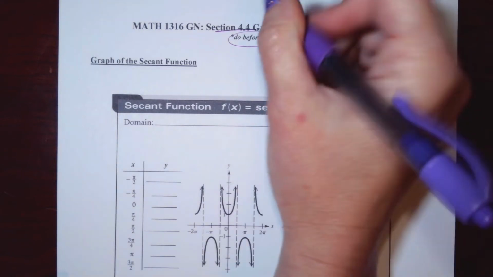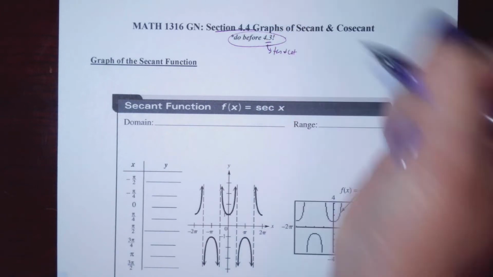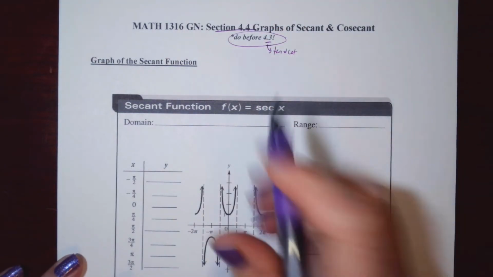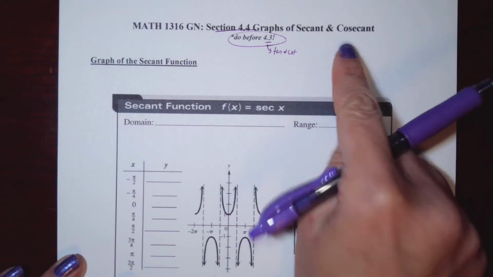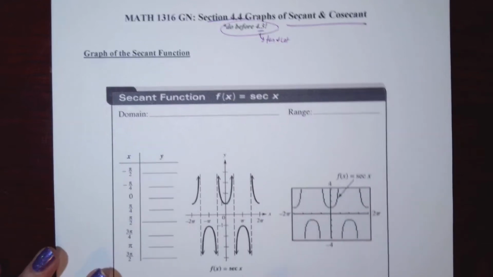Section 4.3 focuses on tangent and cotangent, and those graphs look different. They're different, they're unique. So we're going to go straight to what we already know and work on those.